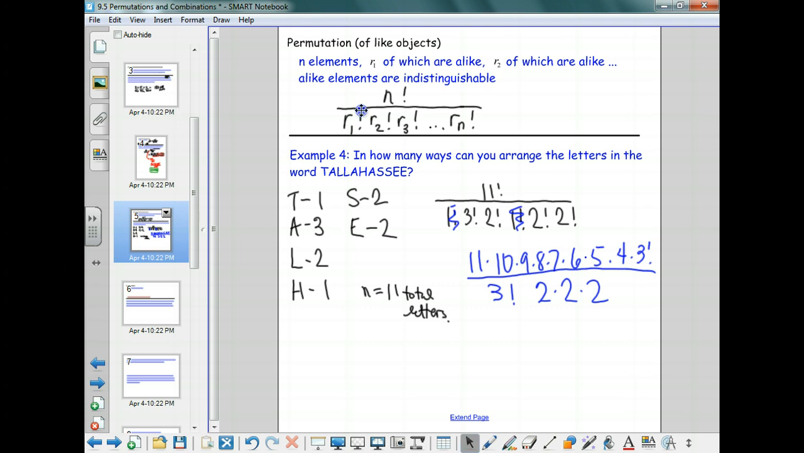All right. So what cancels? 3 factorial cancels. And the 2 factorials, because 2 factorial is 2 times 1. You could cancel the 2's with 4. What else could you do? You could do all of them with 8. Either way, it's going to give you the same result when you're done. So what we're looking at now is taking our calculator and multiplying 11 times 10 times 9 times 7 times 6 times 5 times 4.